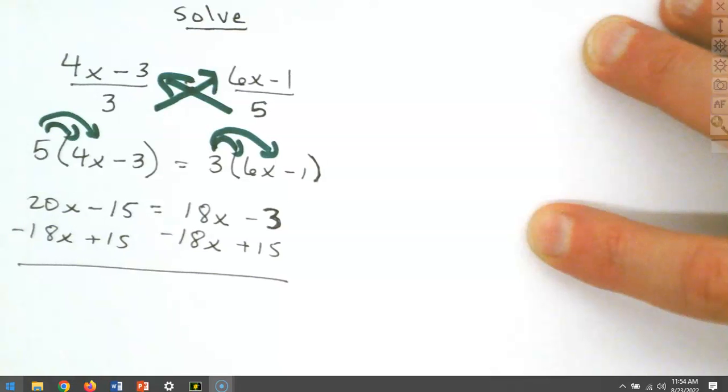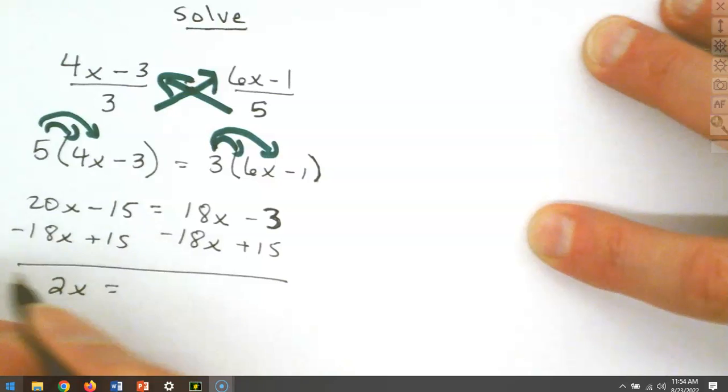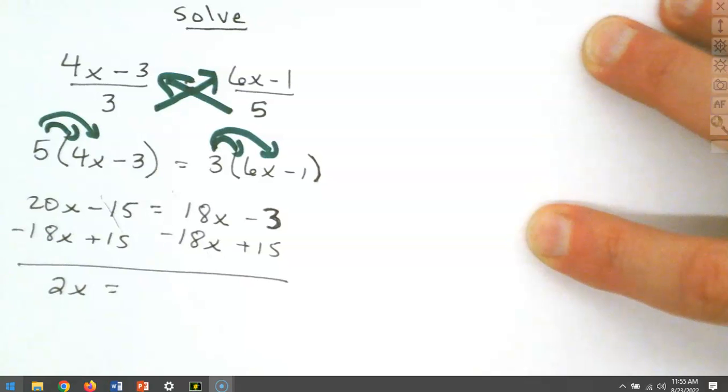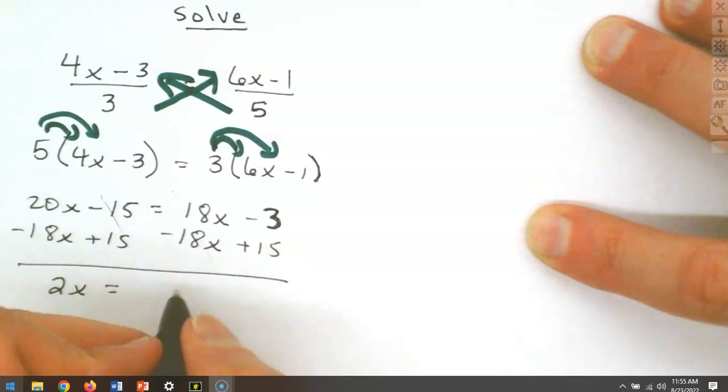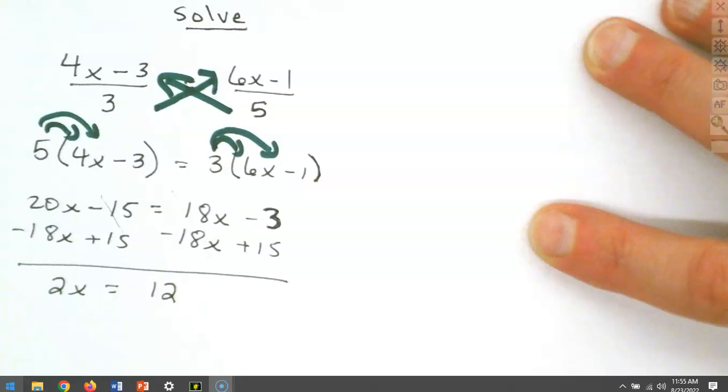And 20x minus 18x, that makes it a 2x. The 15s can cancel. The 18s can cancel, right? And minus 3 and 15, watch your signs, that makes it a positive 12, doesn't it?